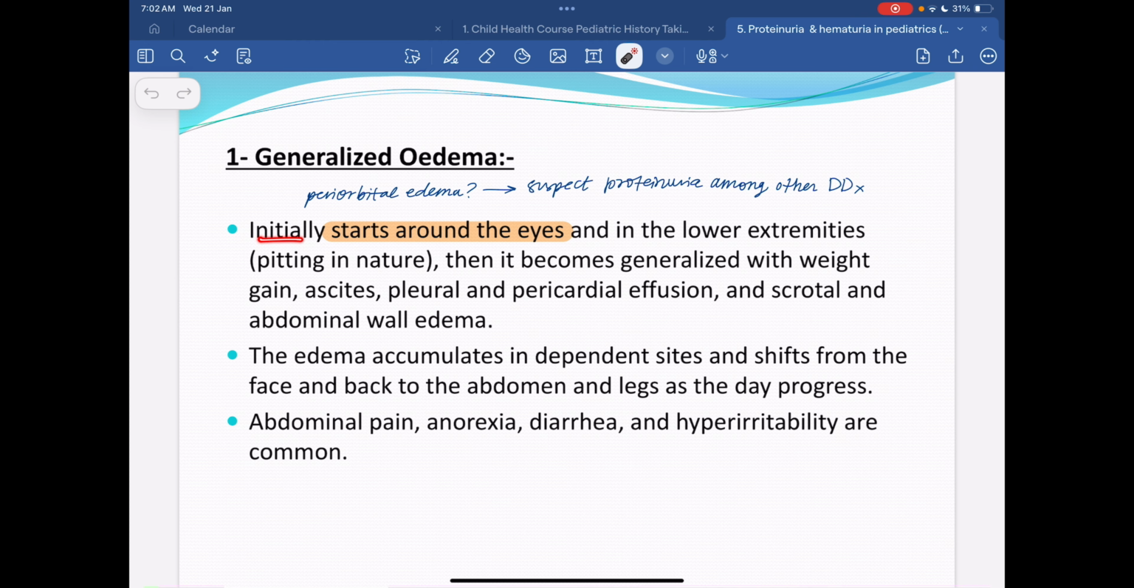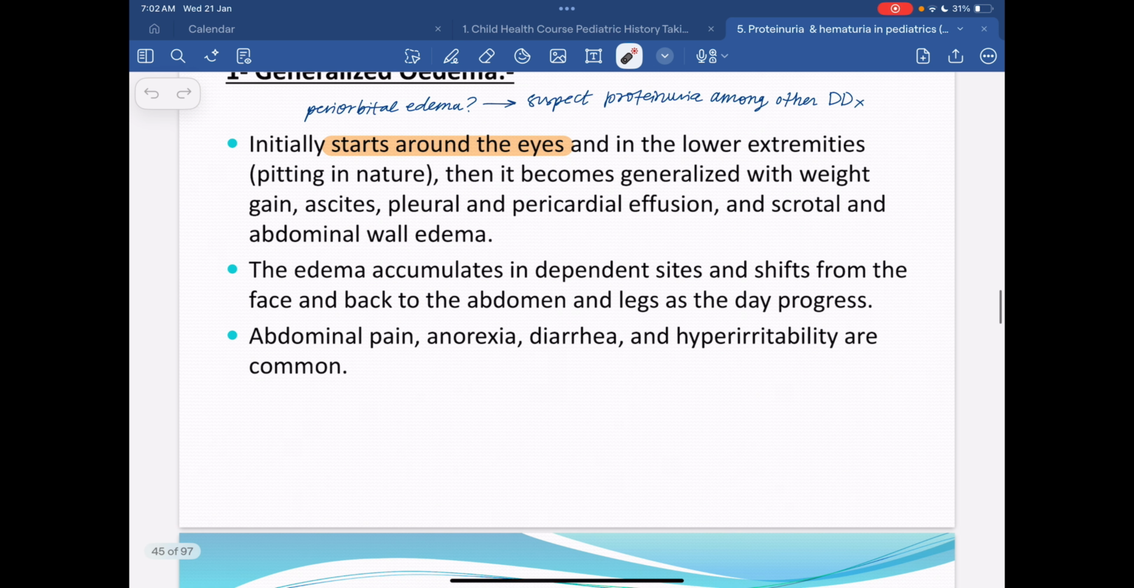So because initially it starts around the eyes and in the lower extremities. So it's pitting edema من المشى كذا يفيد indent. Then it becomes generalized with weight gain, ascites, pleural and pericardial effusion, and scrotal and abdominal wall edema. The edema accumulates in dependent sites and shifts from the face and back to the abdomen and legs as the day progresses.